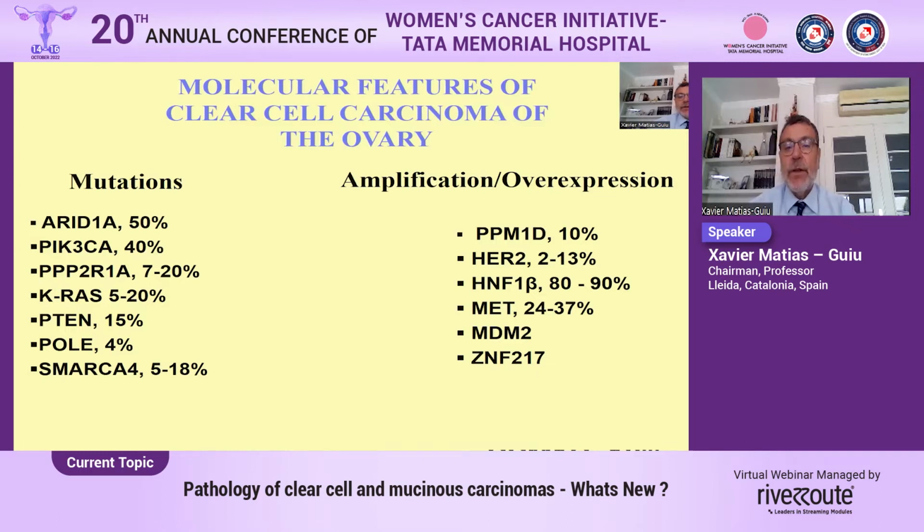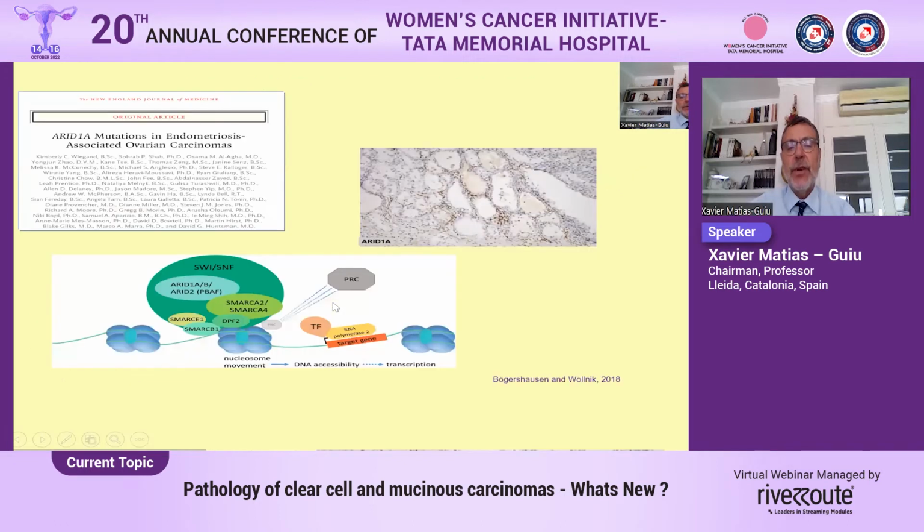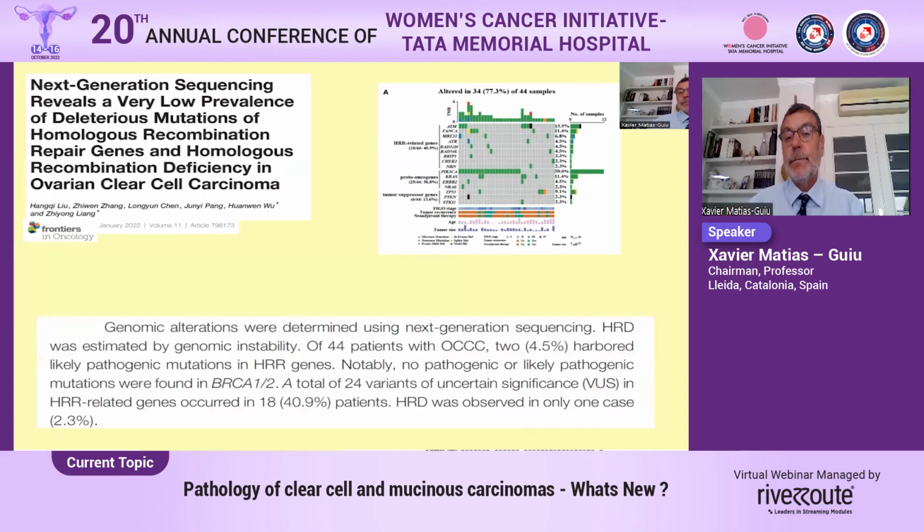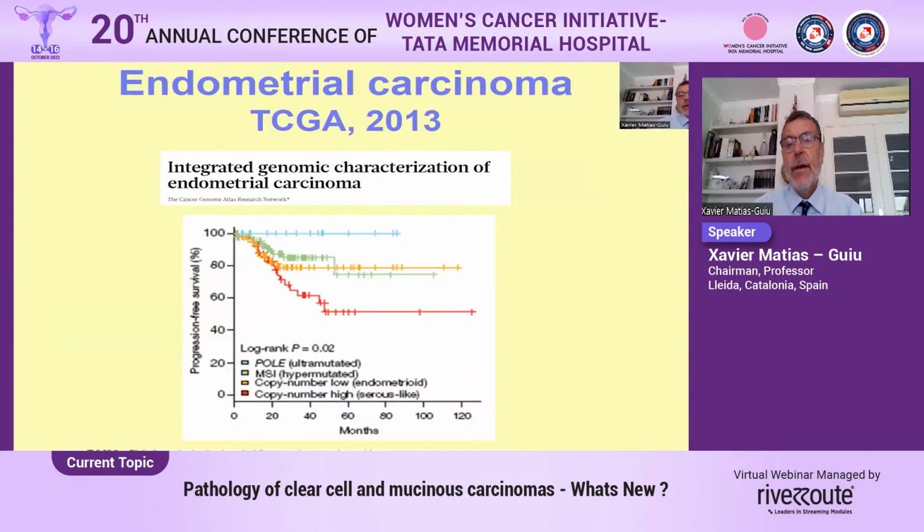The molecular features of clear cell carcinoma are somewhat similar to endometrioid carcinoma, the tumors that arise on endometriosis, but ARID1A is the most frequent, most characteristic alteration, and that was described by the group of Vancouver many years ago. You can demonstrate the alteration of ARID1A by immunohistochemistry by demonstrating loss of expression of the protein. This is a tumor that frequently has mutations in homologous recombination repair genes, so that's one reason why this tumor is not responding to chemotherapy.